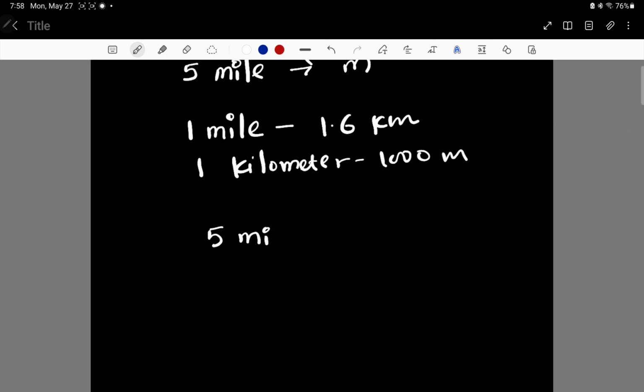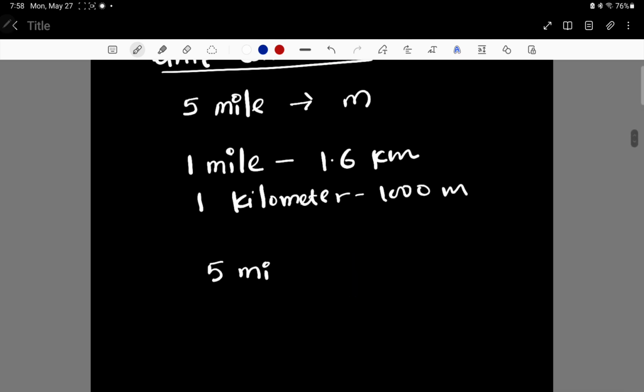First, I will be converting step by step. I will be converting mile to kilometer. So 1 mile divided by 1 mile. My goal is to cancel this mile and that mile. 1 mile is equivalent to 1.6 kilometers. So I will be writing kilometer, not kilogram. Sorry, this is kilometer. But my final goal is to convert from mile to meter.